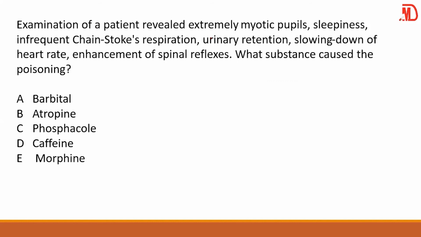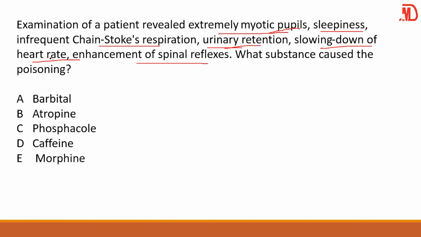All right. We have an examination of a patient with extremely miotic pupils. There is sleepiness, frequent change of stroke respiration, urinary retention, slowing down of the heart rate, enhancement of spinal reflex. What are you thinking about? You are thinking about an opioid abuse. Look at the eye, miotic pupils. Everything is pointing towards an opioid intoxication or a narcotic analgesic abuse.